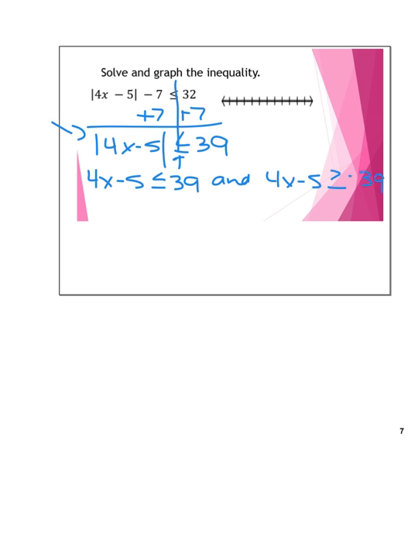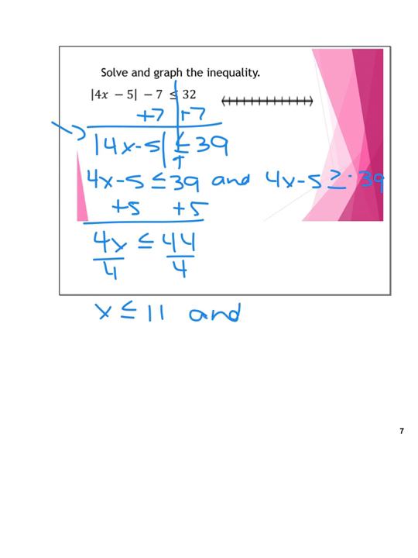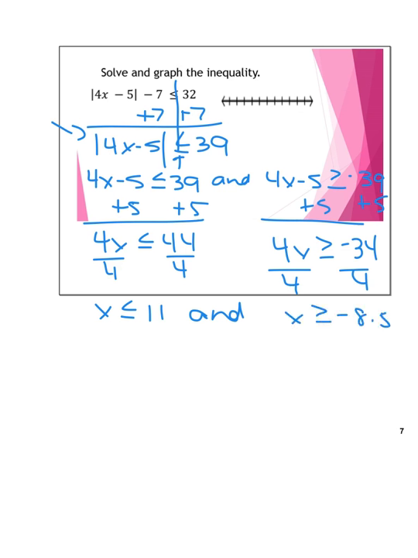So back to my first inequality, I'm going to solve it. Add 5 to both sides, and I have 4x is less than or equal to 44. Divide both sides by 4, and I have x is less than or equal to 11. Work on my other inequality. I'm going to add 5 to both sides, and I have 4x is greater than or equal to -34. Divide both sides by 4, and I have x is greater than or equal to -8.5.